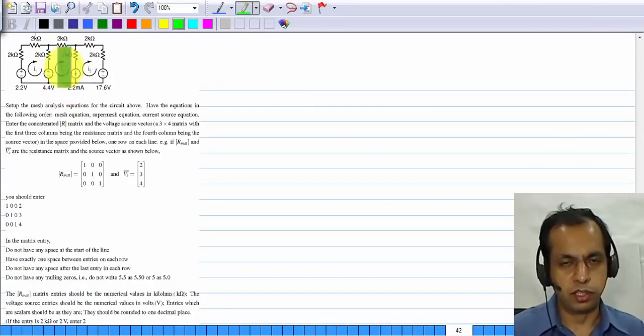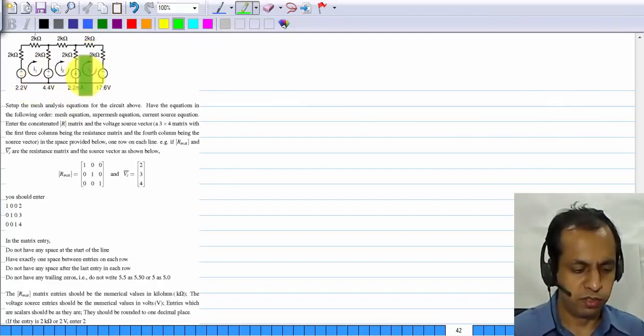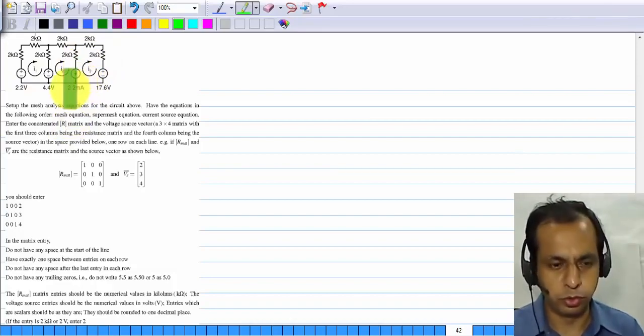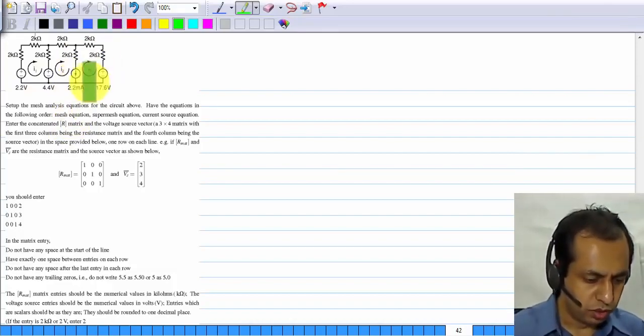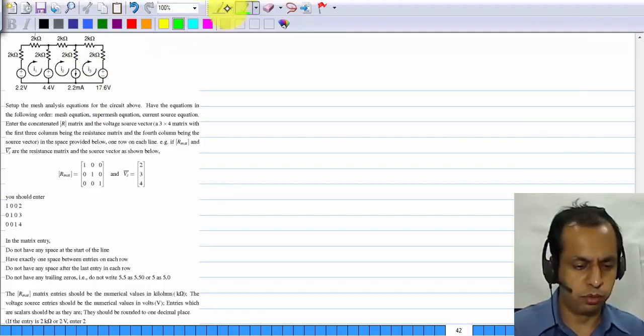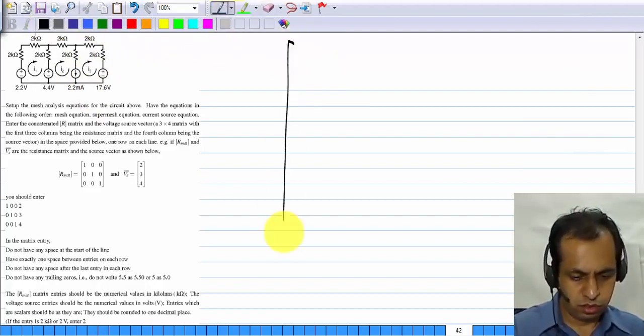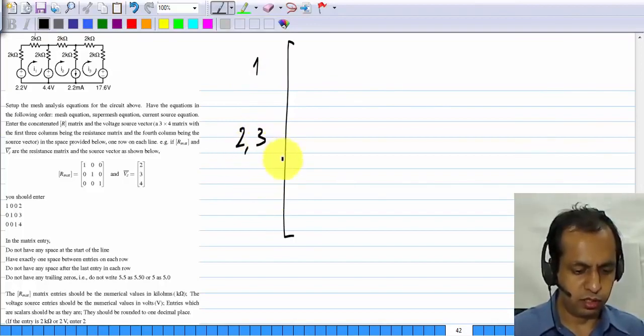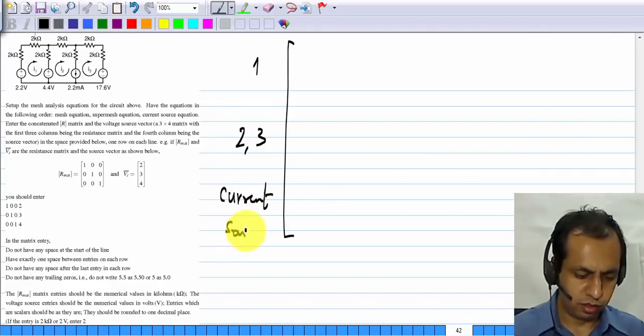Okay, and we have yet another circuit. You have to set up mesh analysis equations for it. In this case, we have an independent current source. Okay, when you have an independent current source, you have to form a super mesh around it. So meshes 2 and 3 will be combined into a super mesh. So 3 rows will correspond to mesh number 1, meshes 2 and 3, and the last row will correspond to the current source.